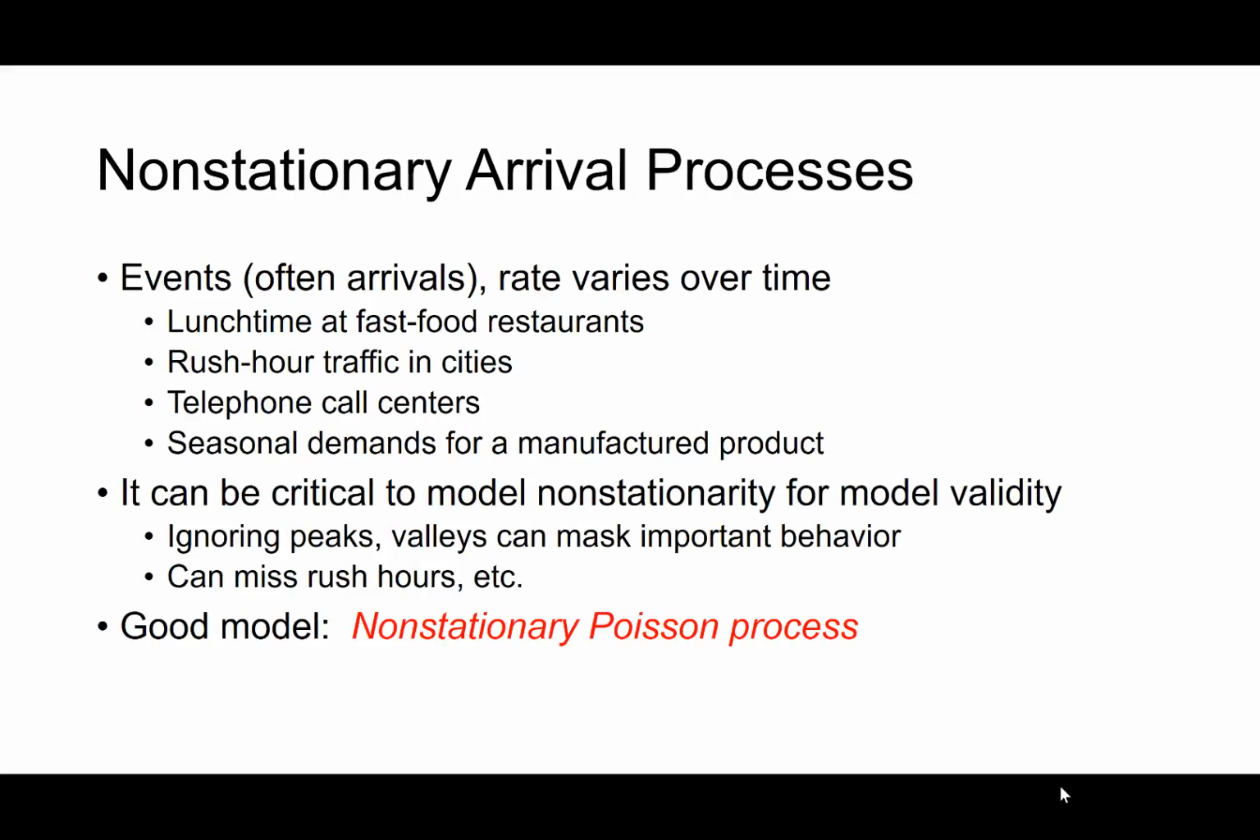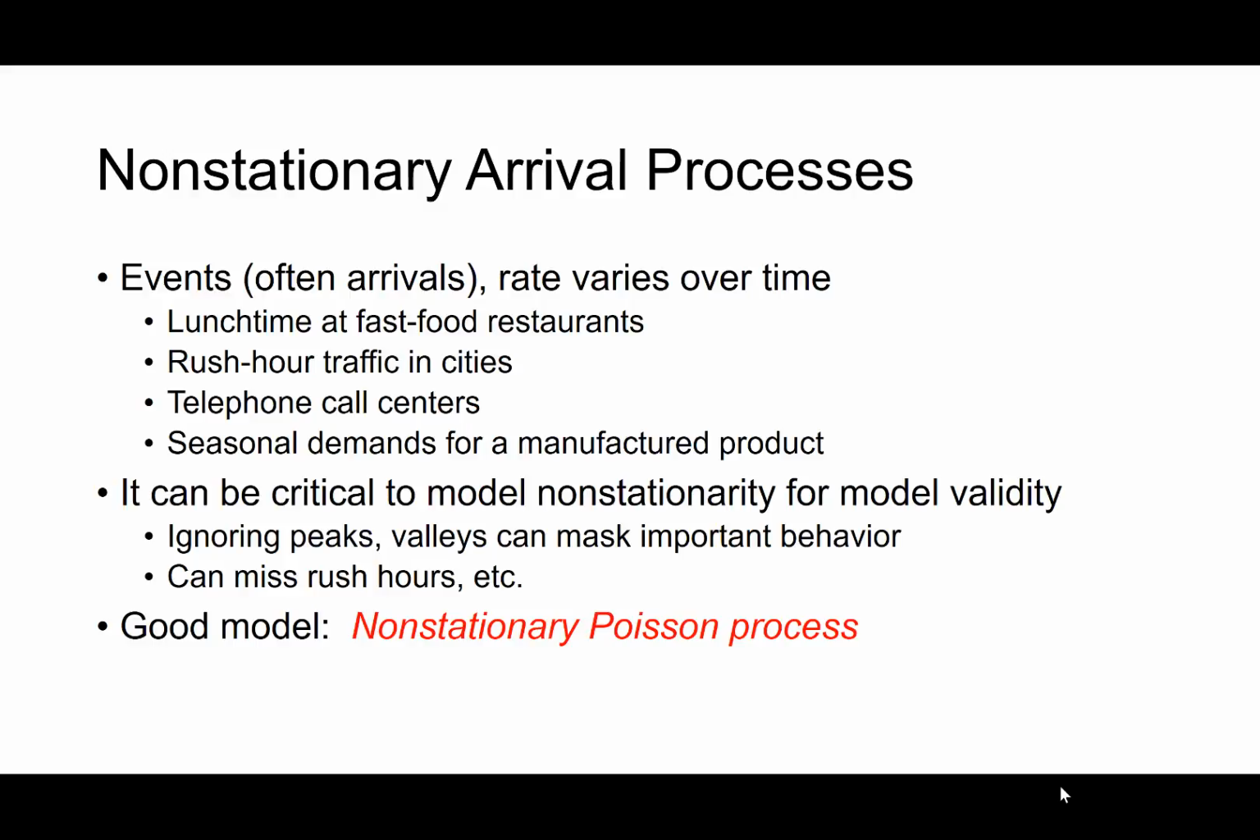So, non-stationary arrival processes: events such as arrivals, as we'll talk about in this instance, the rate of those varies over time. So you think about when people arrive. For example, lunchtime at a fast food restaurant, it's going to be much busier at noon than it would be at 2 p.m. or 10 a.m. Rush hour, telephone call centers, things like that, those do change based on other conditions. They are not 100% random at all.